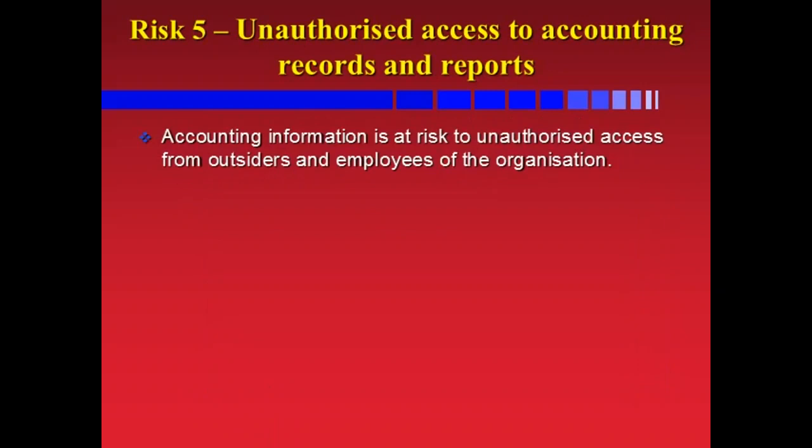Accounting information is at risk to unauthorized access by outsiders and employees of the organization. The motives for accessing information include attempts to perpetrate a fraud, such as creating a false sales order, the theft of data, such as stealing a customer list for a competitor, or malicious acts, such as corrupting financial data.